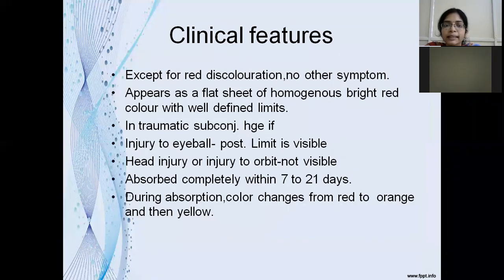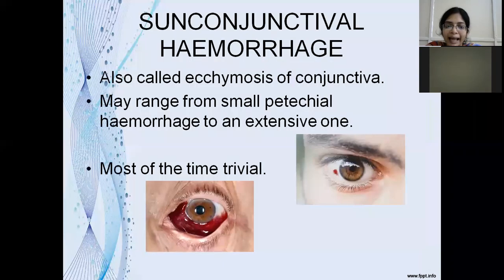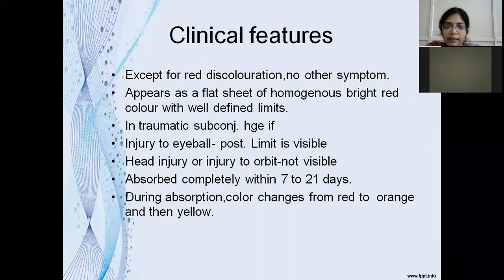Now, what are the clinical features? Usually there is nothing much. You can see there is just a flat sheet of blood which is homogeneous and bright red in color. Apart from that, there is nothing much. The patient has no other symptoms. Suppose the injury is just to the eyeball, then you can see the limit of the subconjunctival hemorrhage all over. But suppose there is a head injury or some injury to the orbit, then you cannot see the limits of the subconjunctival hemorrhage.